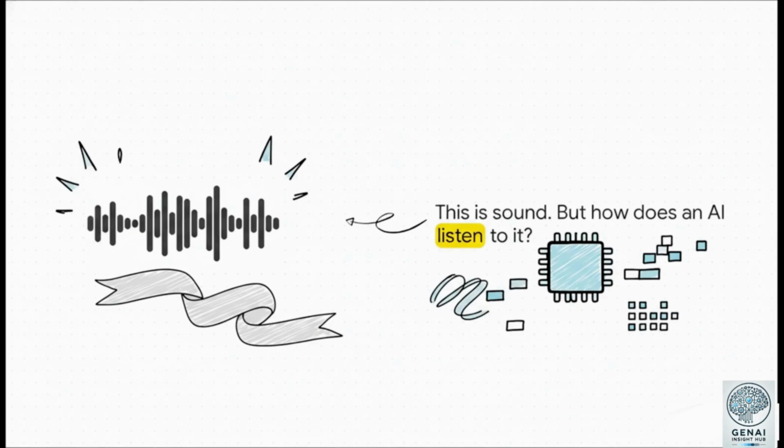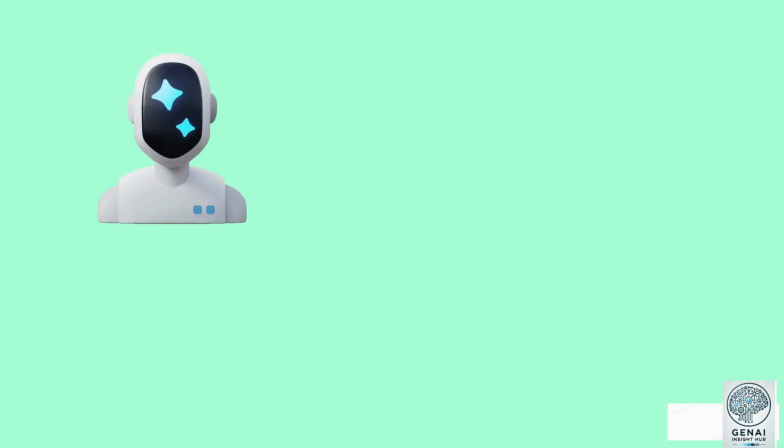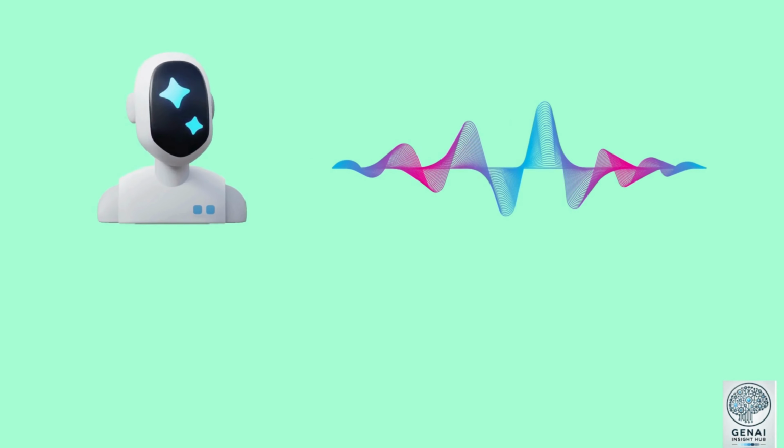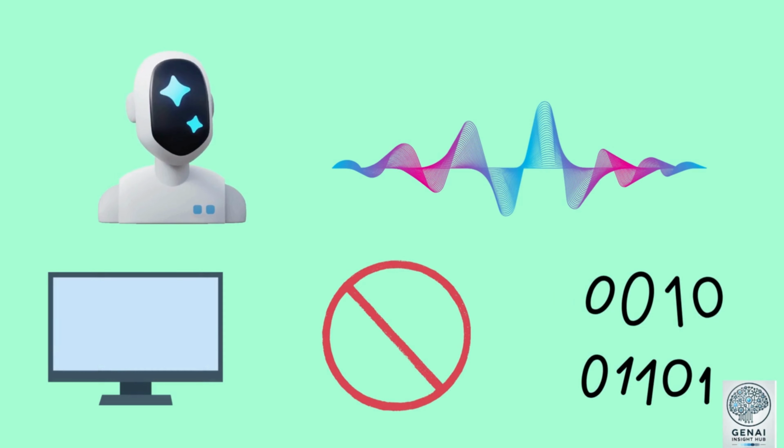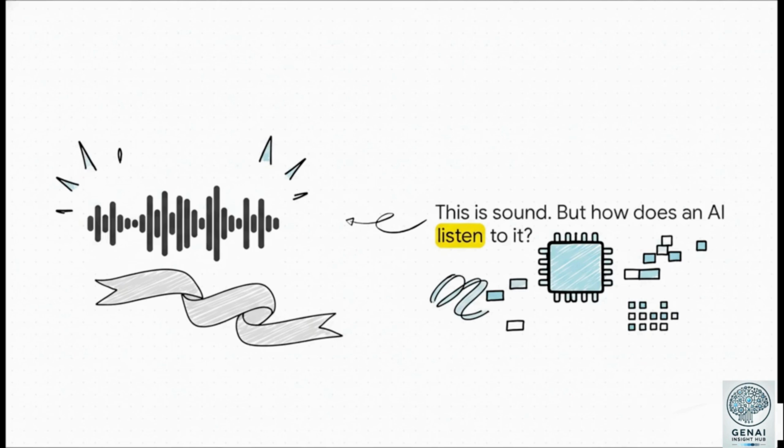All right, so first things first, how does an AI even listen to something? Well, it all starts with this, a sound wave. See how it's this smooth, continuous flowing thing? The problem is, computers, they don't do flow. They do numbers, ones and zeros. So the very first hurdle is always translation. You've got to turn this beautiful, complex wave into a digital language that the AI can actually understand and work with.